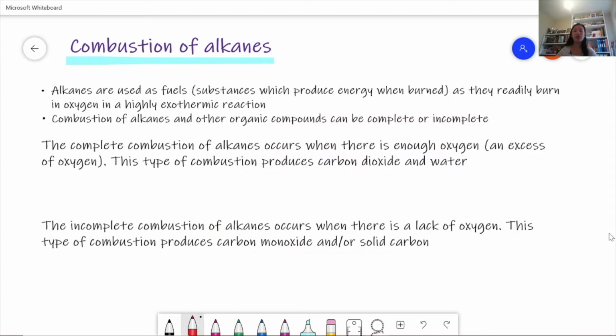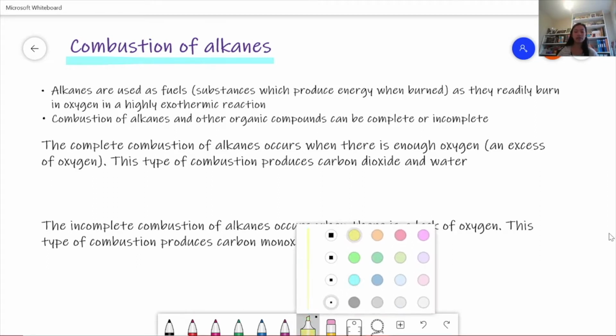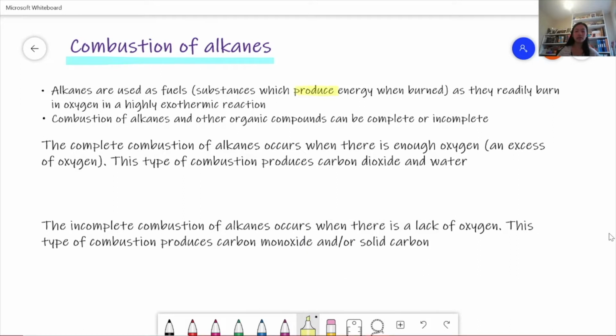Now we're going to talk about combustion of alkanes. So alkanes are used as fuels, and fuels are substances which produce energy when burned. And this is because they readily burn in oxygen in a very highly exothermic reaction. This also explains why we use them as fuels, because if it's really highly exothermic, that means we can generate a lot of energy coming out of it when we burn them.